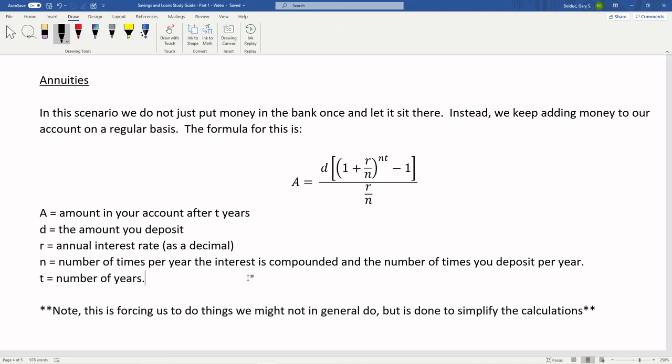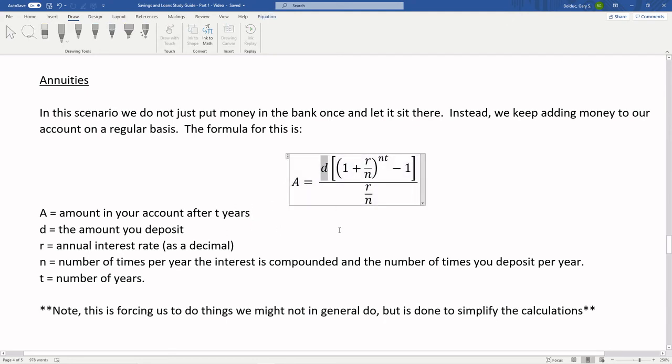Okay? So again, I know this formula looks like a lot, but just piece by piece. A is the amount you have after T years. D now is the amount you deposit each blank, each month, each year, whatever you pick. R is your annual interest rate. We're used to that. N is the number of times that you compound and the number of times you deposit a year. So monthly would be 12 as an example. And then T is the number of years. So very similar setup, just the formula is different. And you've got to really be careful when you're plugging things into this formula. All right? So what does this look like?